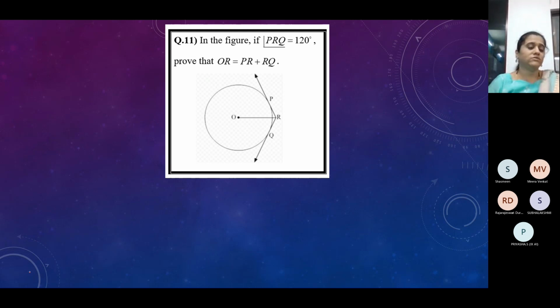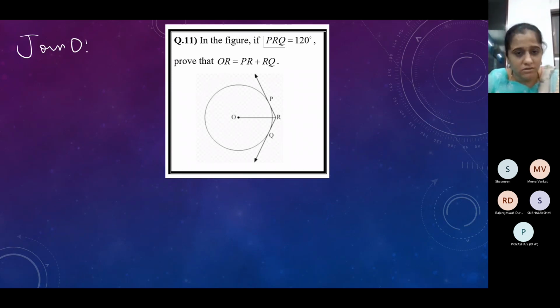What can you join here? When can we use trigonometry? When we have right triangles. Now we don't have a right triangle here, so we'll make right triangles. For that, we need to join what? Join OP and OQ. Fine, let's join OP and OQ.